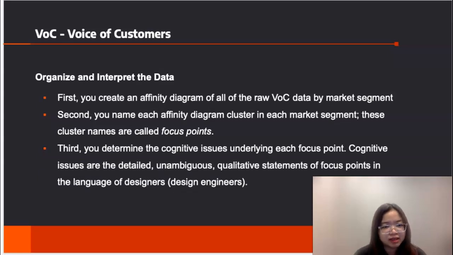The last step is to organize and interpret the data. First, we're going to create an affinity diagram of all the raw VoC data by market segment. Secondly, we're going to name each affinity diagram cluster in each market segment. These cluster names are called focus points. Third, we're going to determine the cognitive issues underlying each focus point. Cognitive issues are the detailed, unambiguous, qualitative statements of focus points in the language of designers or design engineers.